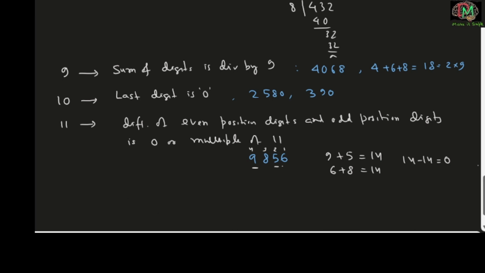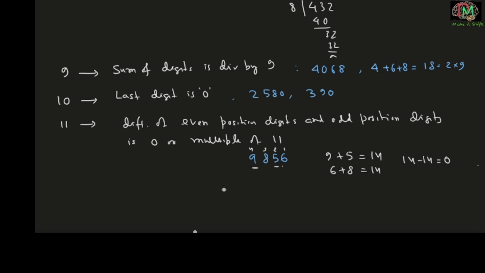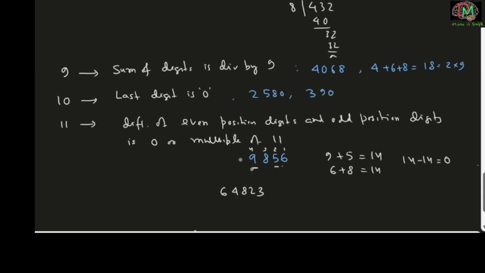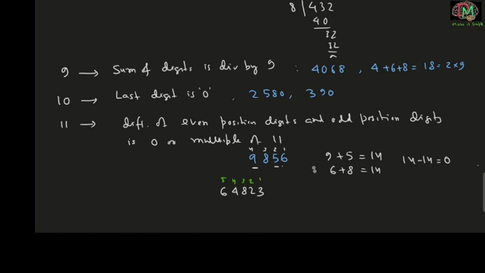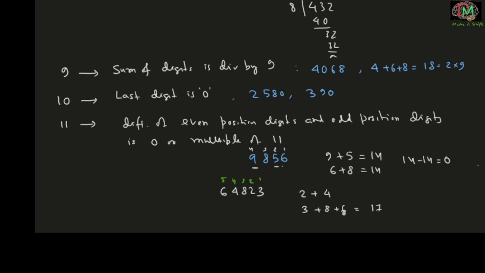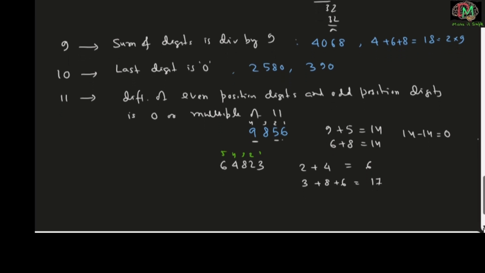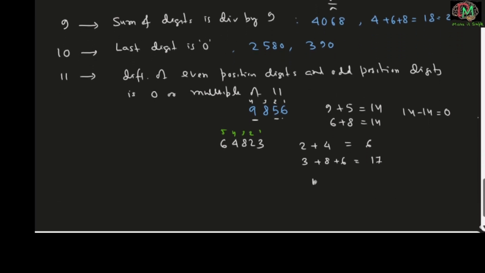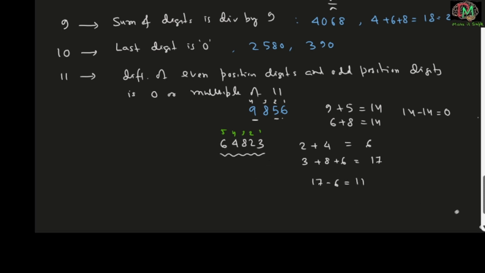So let's take another example, 64823. What we have to do? The positions are 1 2 3 4 5. So we add the even positions, 2 plus 4, which is 6, and the odd positions, 3 plus 8 plus 6, which is 17. And if we deduct 17 minus 6, it will be 11. So we can say that this number is divisible by 11.